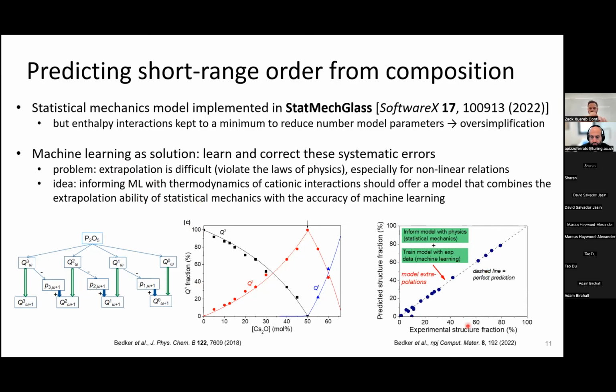These are some experimental measures and some predicted ones, not seen by the model. So by letting the machine learning model learn the thermodynamics of these interactions, we get a combined model that can cover a variety of different compositions that would be difficult with a purely physics or statistical mechanics based model, and still allows for extrapolations, at least in what we tested here, pretty well in what we've tried so far. So that was the short range of the structure.